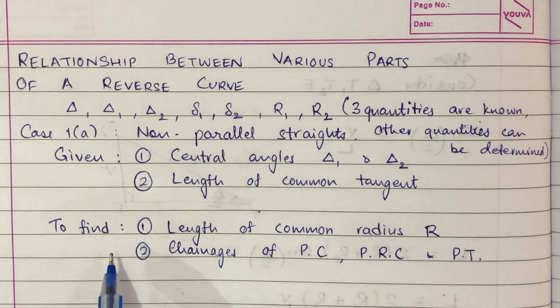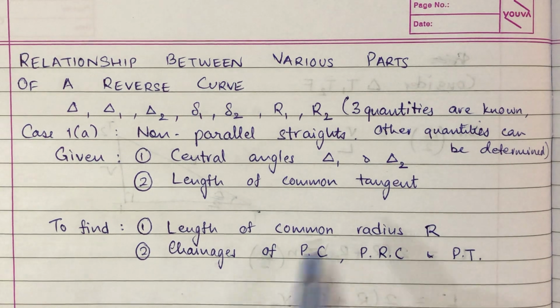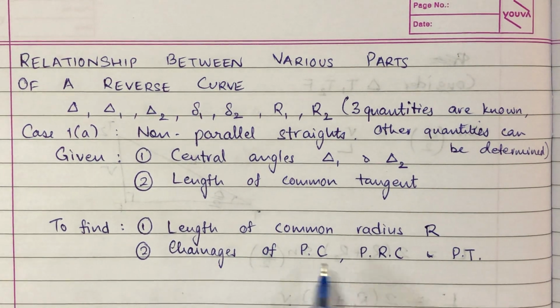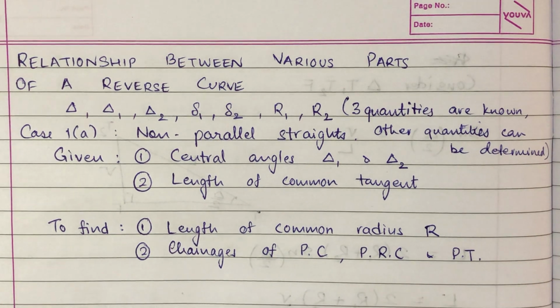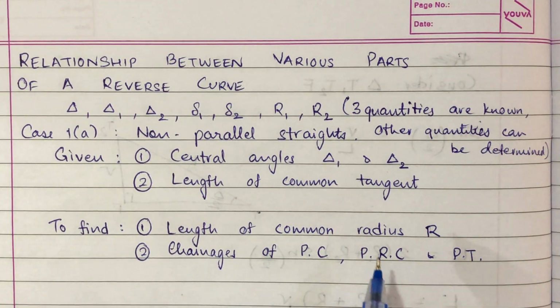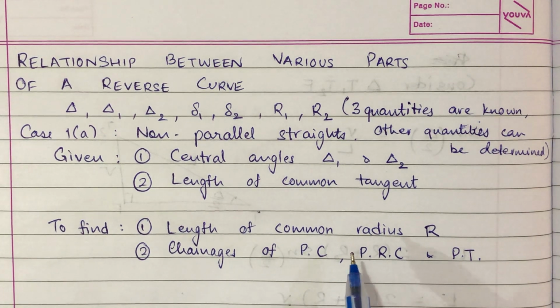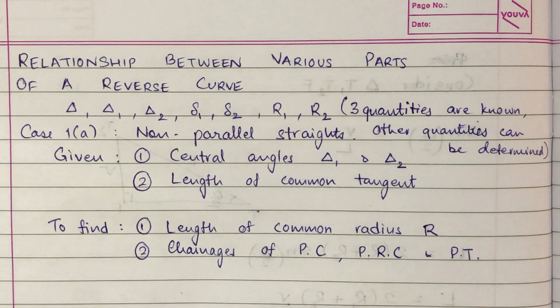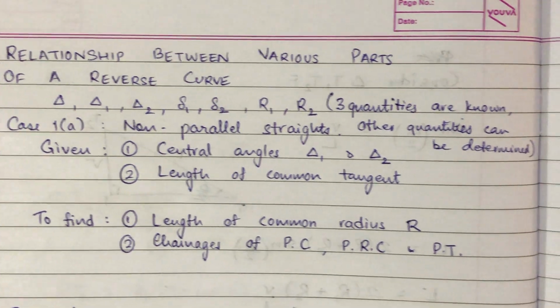So what is required to find out? The length of the common radius R, and the chainages of the point of curvature, point of reverse curvature and point of tangency. These 4 things have to be found out. Now, based on this, let us solve one problem.